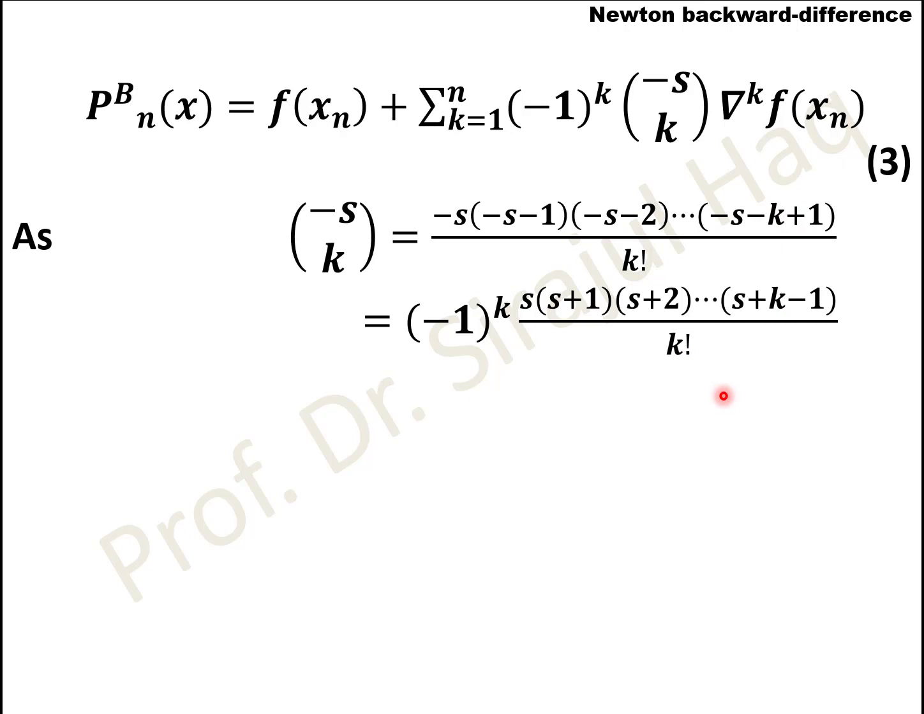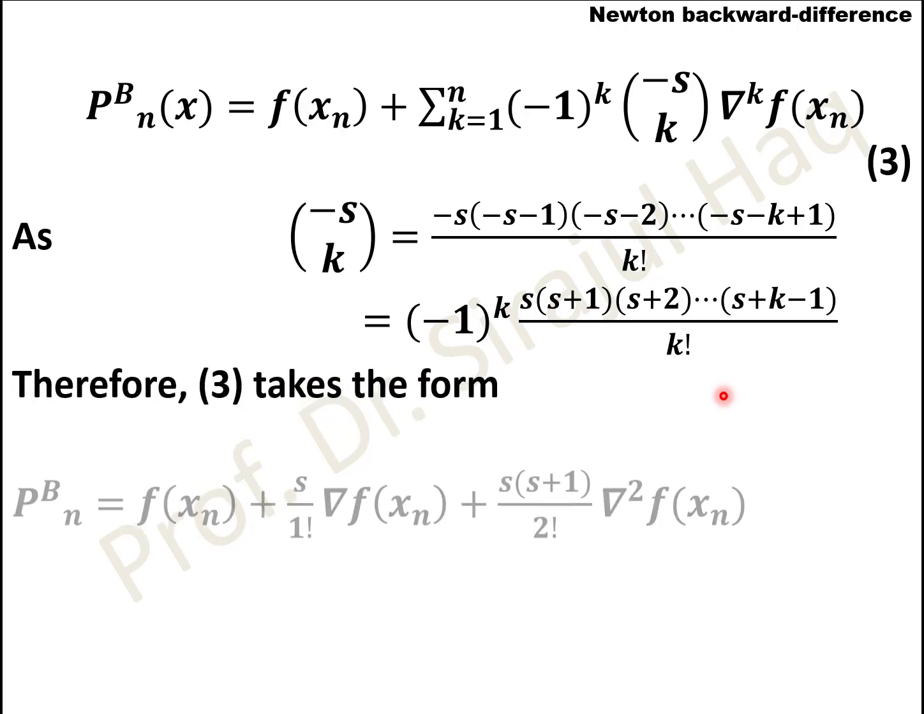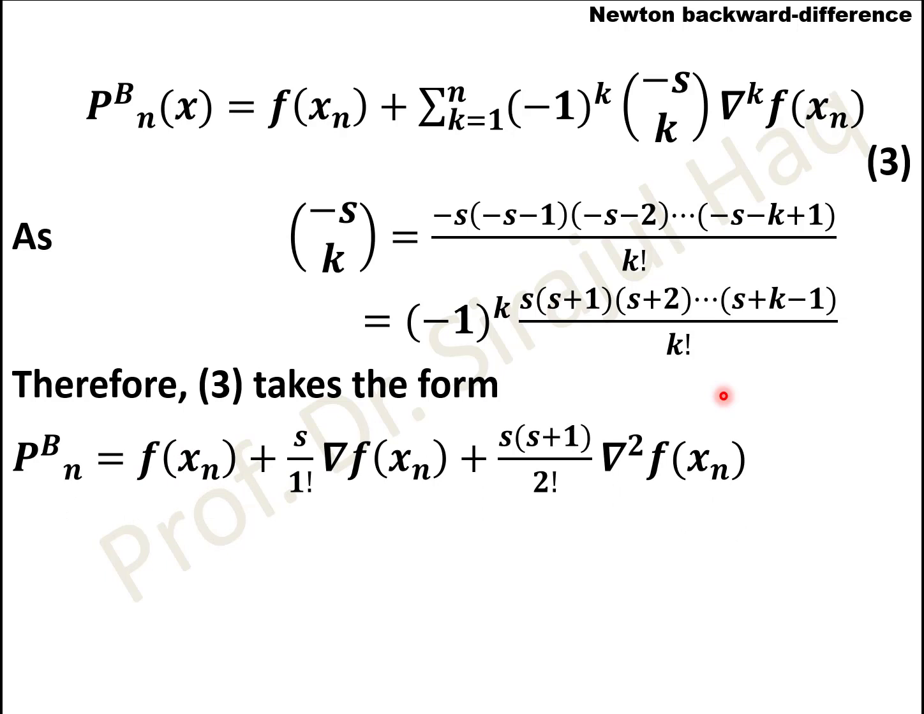And when I use this value in equation number 3, formula 3 will take the following form. When the value of k is equal to 1, this coefficient will give us minus s divided by 1 factorial, multiplied by minus 1 raised to the power 1. So minus and minus will become plus. So you can see s divided by 1 factorial, s power 1, nabla f of xn, which is the first backward difference of the function f at xn.